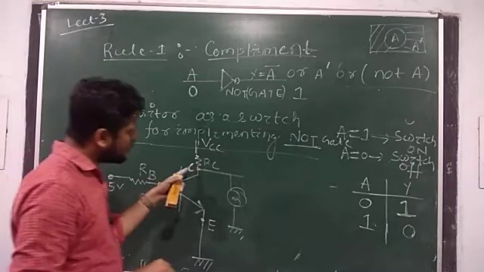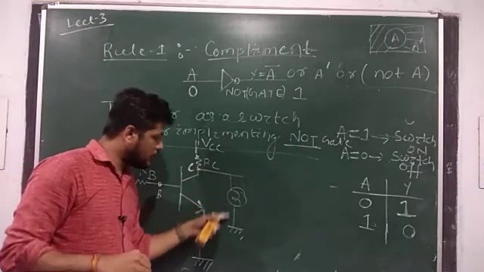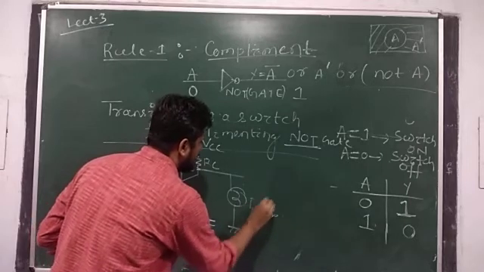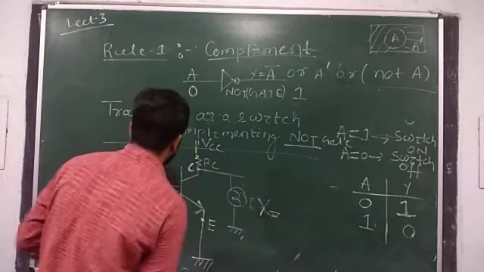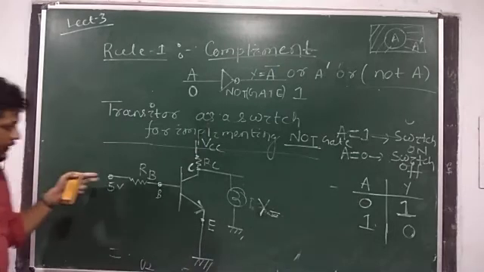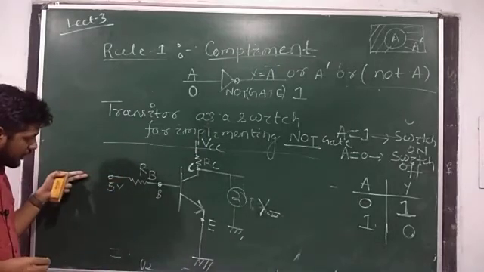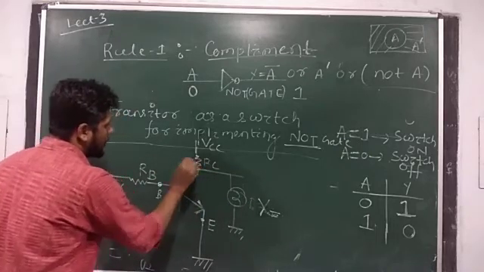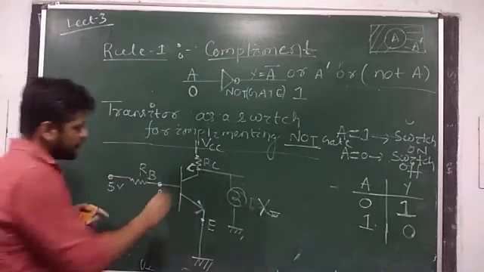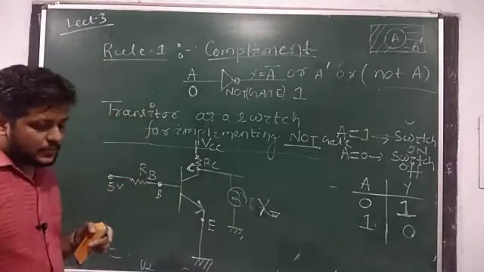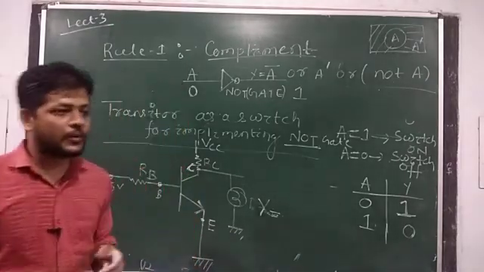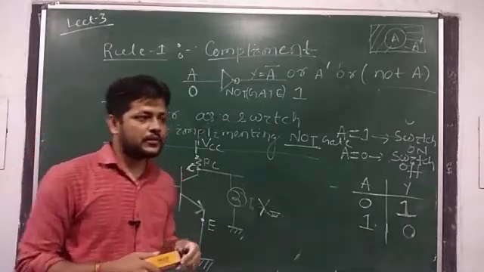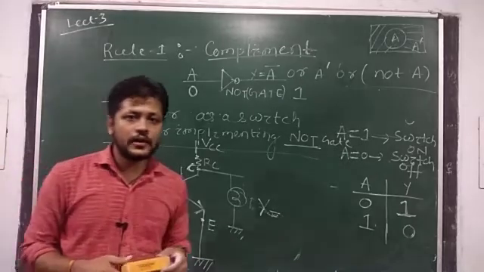And with this collector terminal I have taken one load. Here the load is our bulb, that is obviously Y. In an NPN transistor we are always applying input to the base and taking output from the collector. See here, this transistor has 4 modes of operation, but for our application purpose we are using 3 modes of operation, that is saturation mode, cutoff mode and active mode.